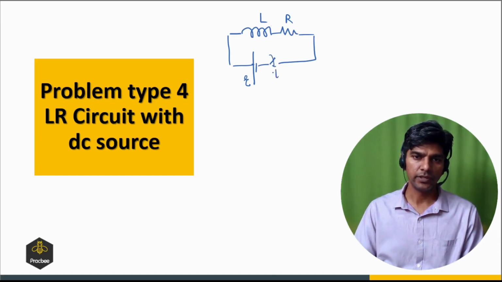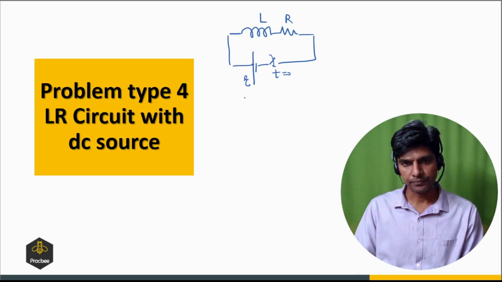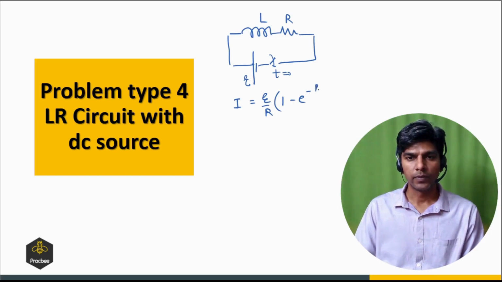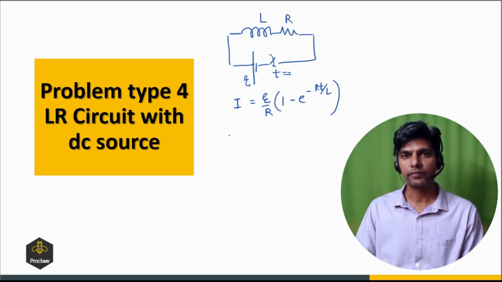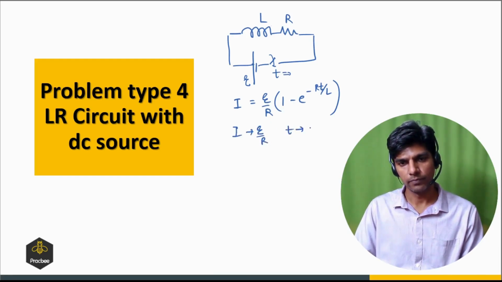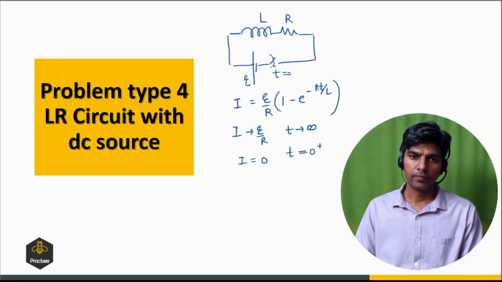Now when we close this switch at t equals 0, the current in this circuit will increase. So we can say I equals E by R times 1 minus e raised to power minus Rt by L, right? So that is the formula for current. And in steady state, when t tends to infinity, the current will tend to E by R. And just when we close the switch, the current will be 0. So this you have to remember in case of LR circuits.